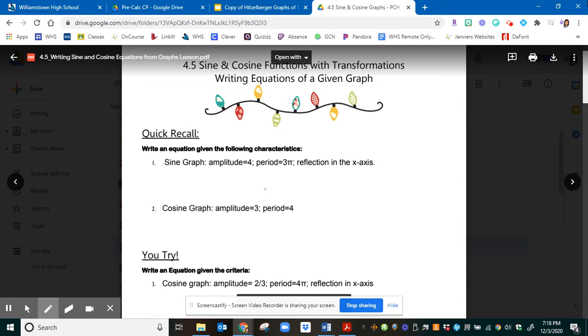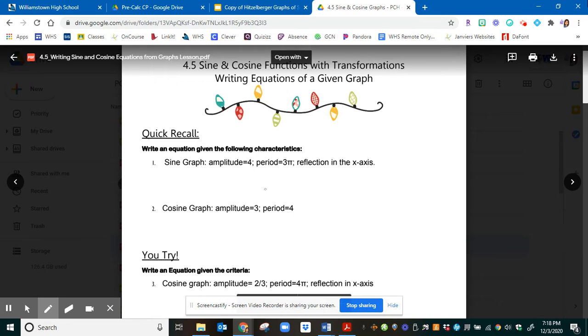Hi everyone. So today's quick lesson is going to be working backwards from taking a graph and being able to write its equation. Okay, so up to this point, you guys have been able to take a graph, find the amplitude and the period and any reflections, tell if the graph has a vertical or horizontal shrink or stretch, the changes in the range and whatnot, and the domain.